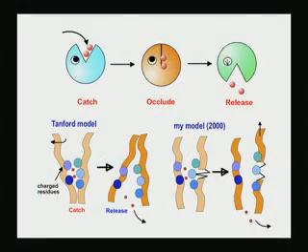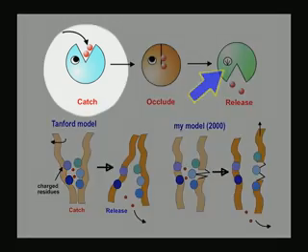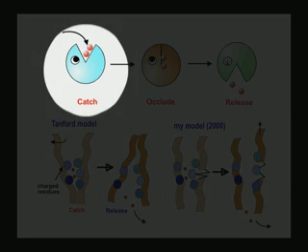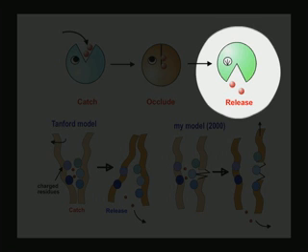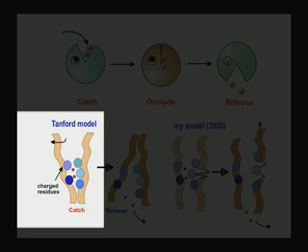So as I mentioned, we need a sort of a catch state, occlude state, and release state. And this one corresponds to the E1 2 calcium form, and this one corresponds to the E2 form. And the very old Tanford model is something like this.